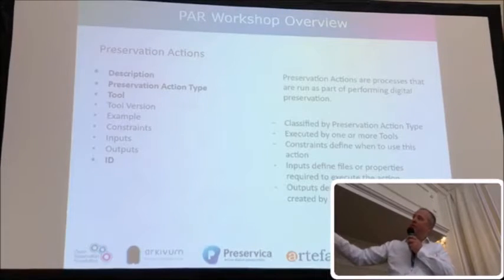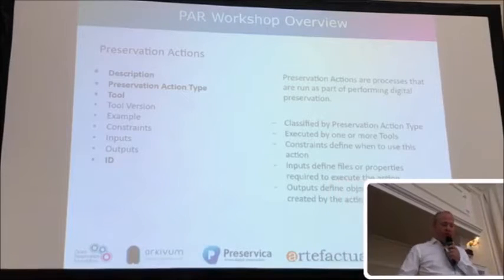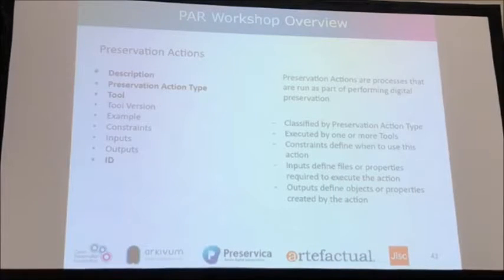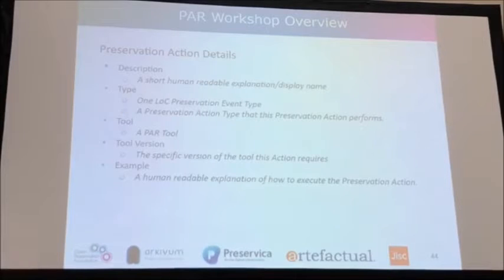Okay, so now I'm going to describe quickly preservation actions. A preservation action, as we defined it in the paper, is the processes that are run as part of performing digital preservation. So this is really where you connect the purpose for the preservation action, which is the preservation action type, to the tool that you're using to execute this preservation action, to the inputs and outputs. To give a little more detail, when writing out a preservation action, you can have a description, you have a type, which is the preservation event type, and then you connect it to a tool.